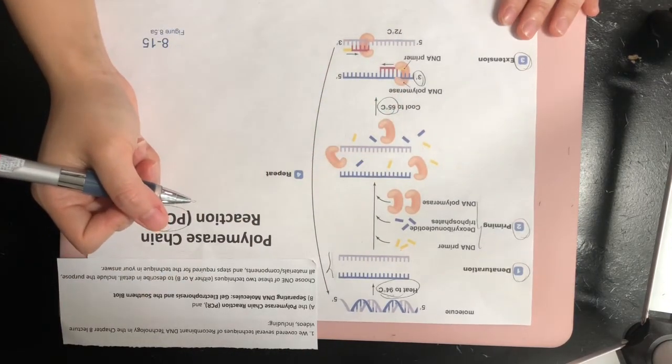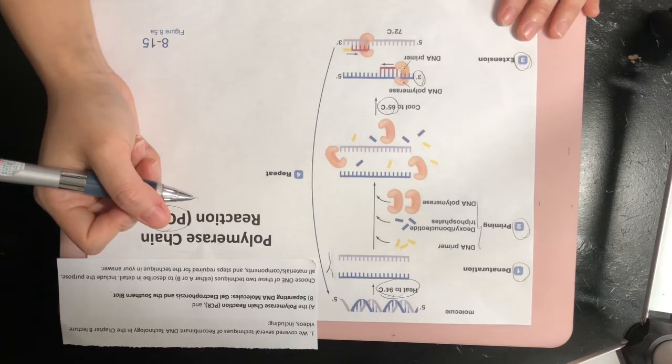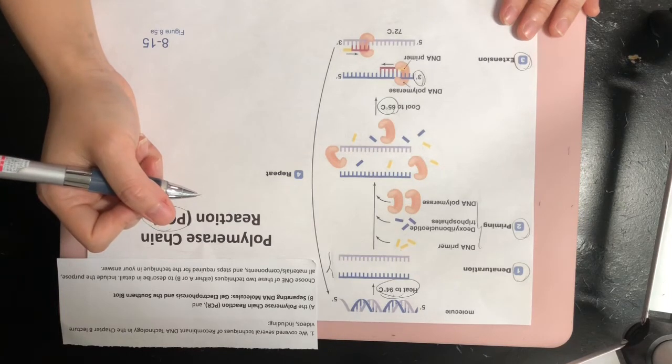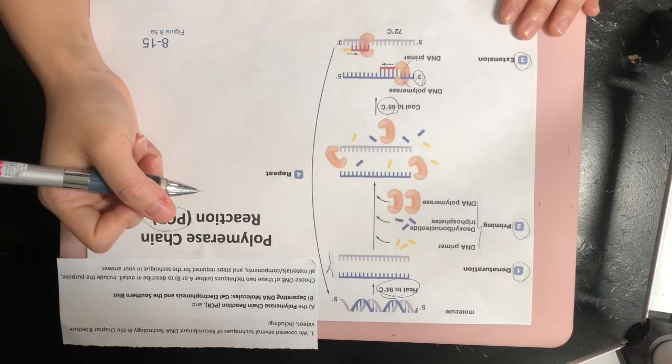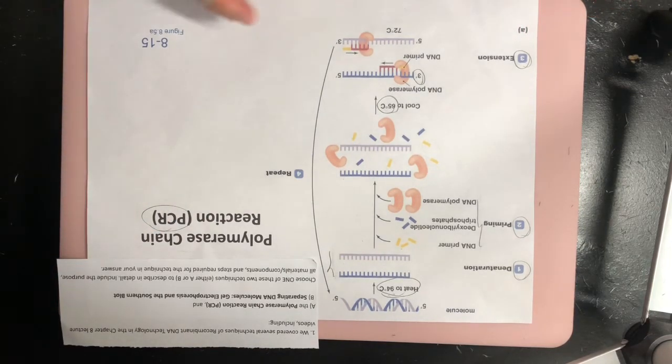Step 3. Extension. Raise temperature to 72 degrees and DNA polymerase replicates its strand to produce more DNA. After repeating this step many times, the number of DNA molecules increases to billions.